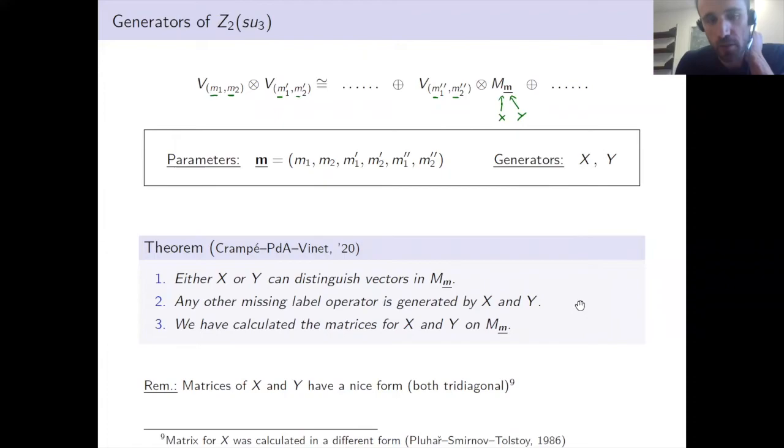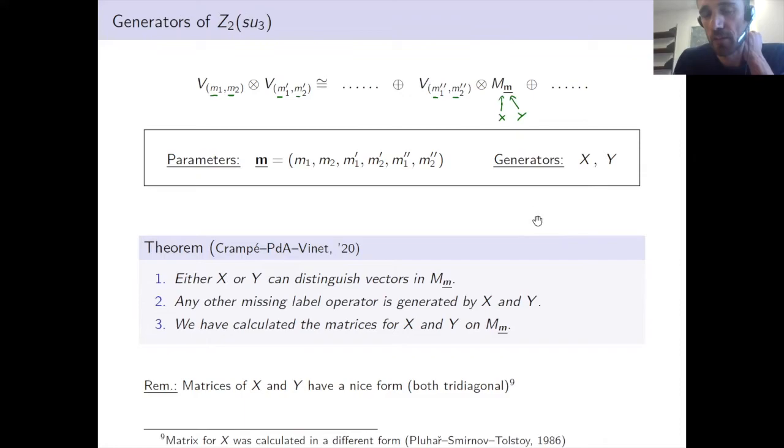And okay, let me mention that we have calculated explicitly, this is really explicit, the matrices for X and Y on this space. So now say that you are studying the tensor product of SU3 representations, and you want to label your vectors here. Then you can ask us for the matrix for X, for example. We can give it to you, and then you can calculate the eigenvalues, and they are all different, so they can serve as the missing label.